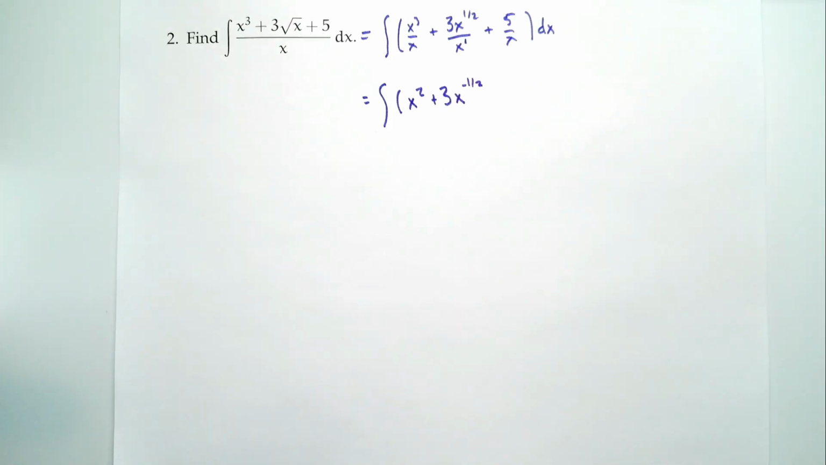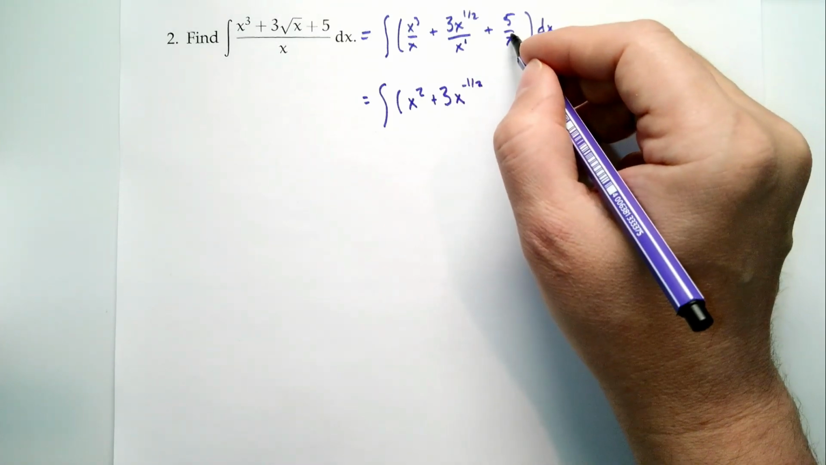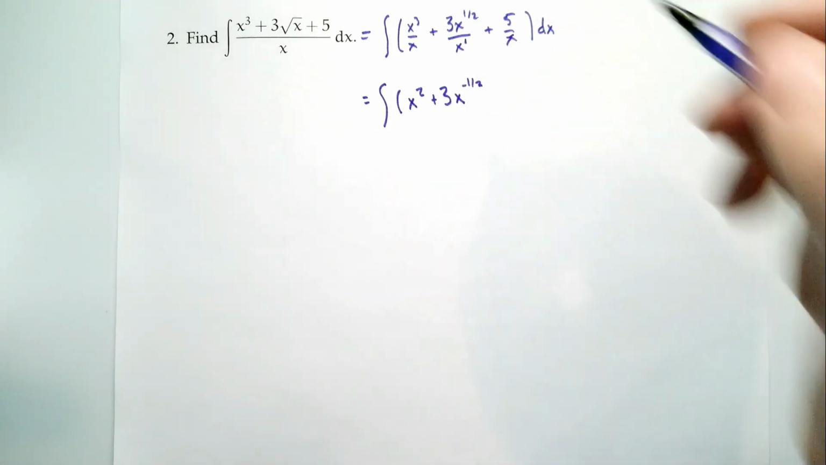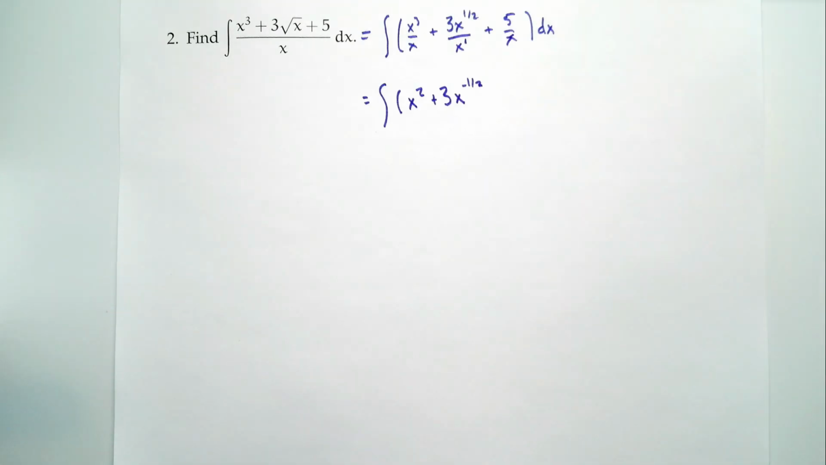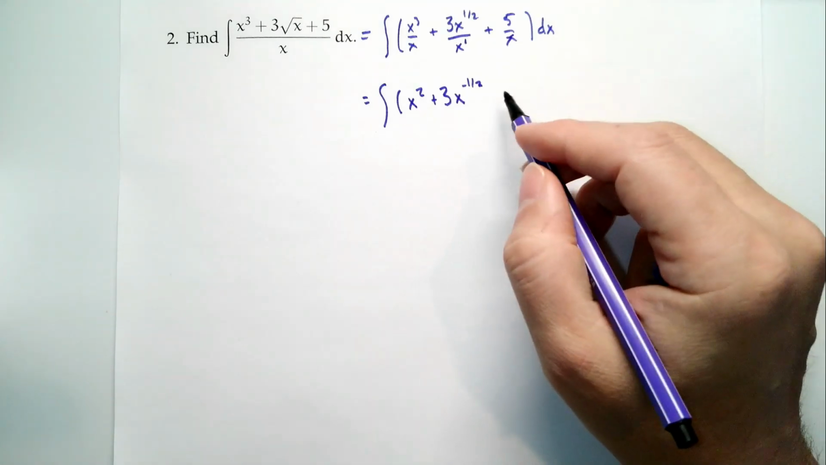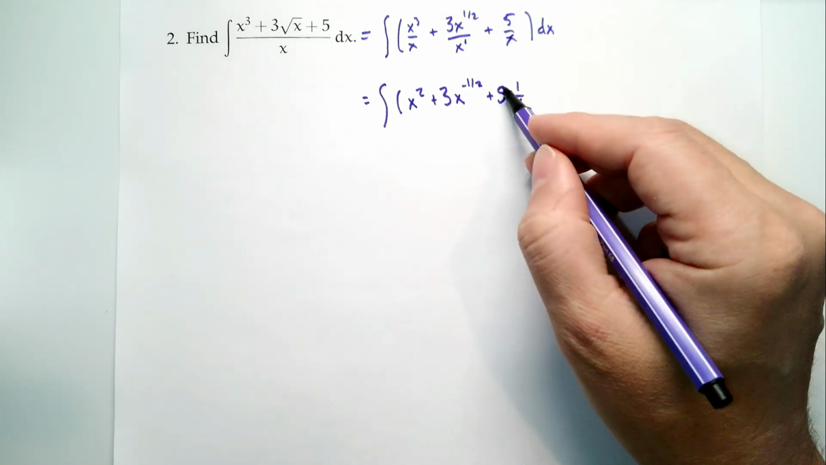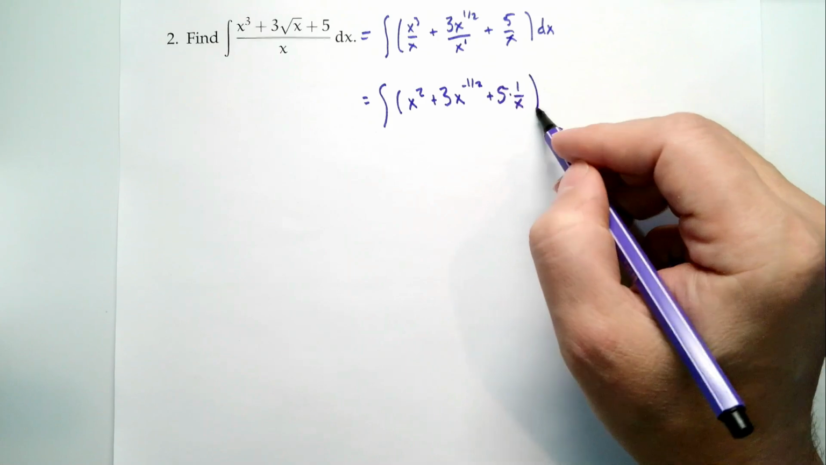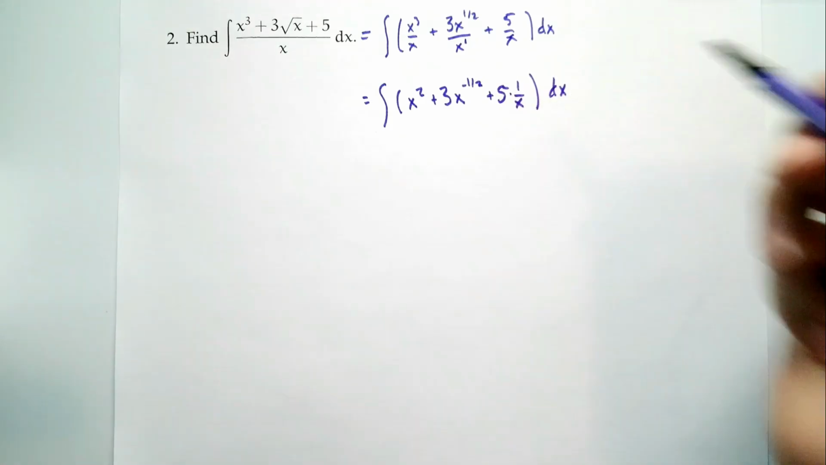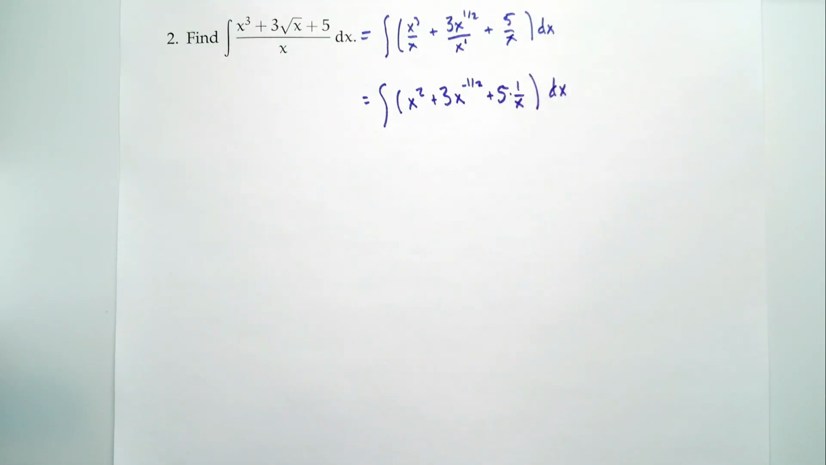Now 5 over x. Because it's 5 over x, we won't write that as 5 times x to the negative 1. We're going to leave it as 5 over x. Or really, I'm going to write this as 5 times 1 over x. Because 1 over x is its own little special case. And we wanted to handle that one in a separate way.